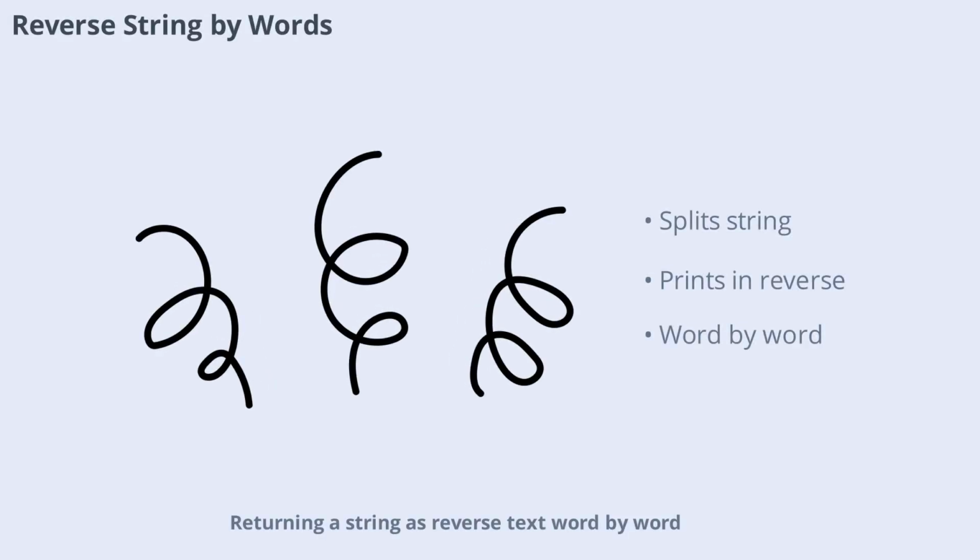Returning a string as reverse text word by word is another way to practice array and string manipulation. The program splits the string and prints the words in reverse order, reinforcing your understanding of arrays and loops.